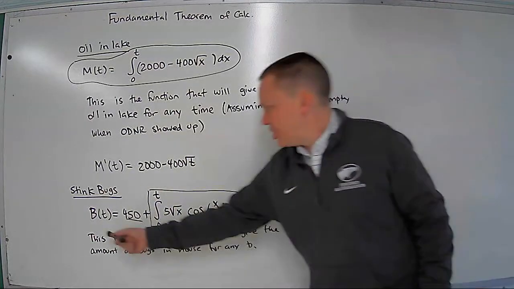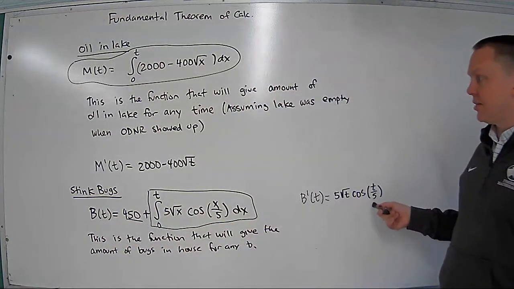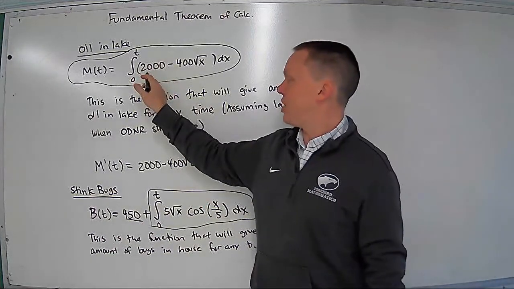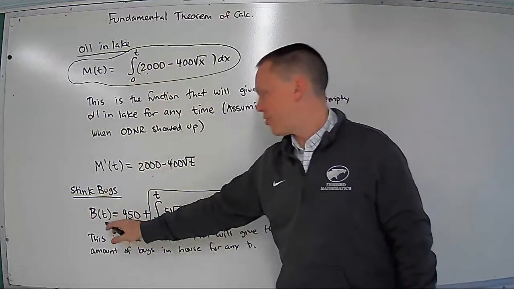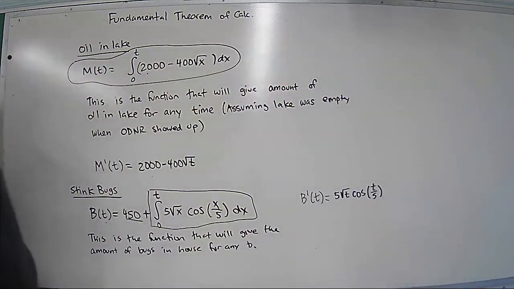So we have this function here, b of t, and the derivative of it is that. And I want you to notice, the derivative of this function m, what was it? The derivative of this function b, what was it? See if you're seeing a pattern here as we go through this. Let's go to the Kings Island problem.